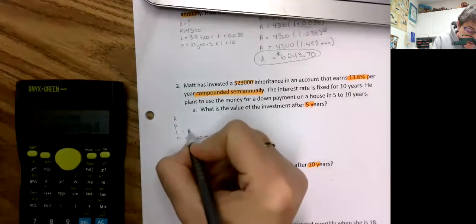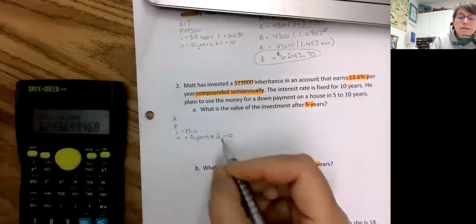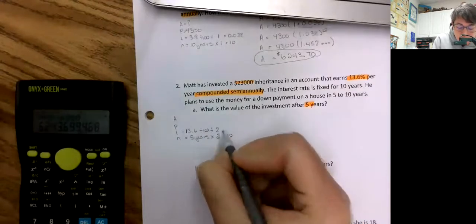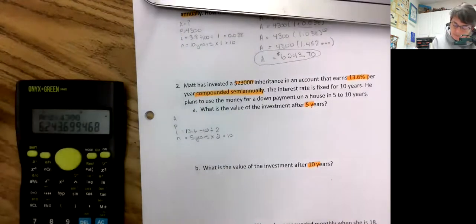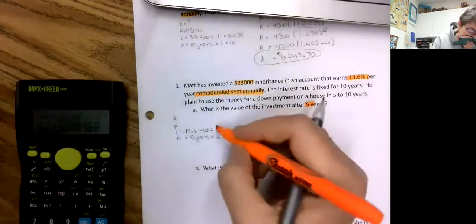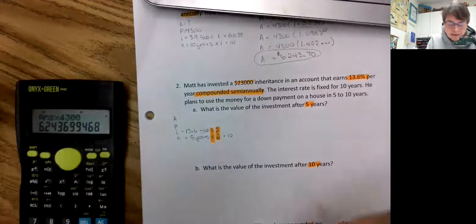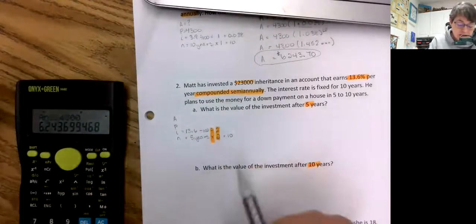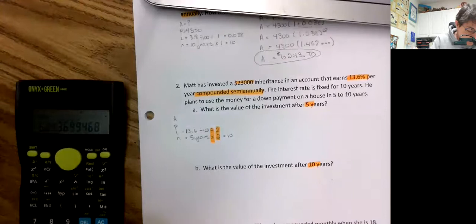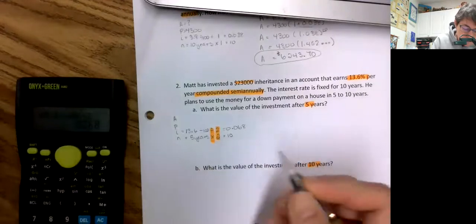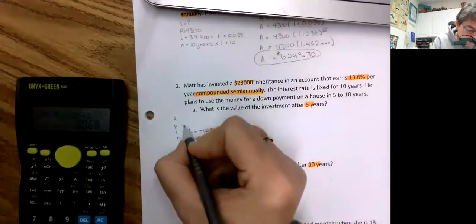So 3.6 divided by 100 divided by 2. See? How nicely that lines up just like that. Well, it makes it a little harder to see, but that reminds you that that's the way it goes. So 3.6 divided by 100 divided by 2 equals 0.018. And he invested $23,000.